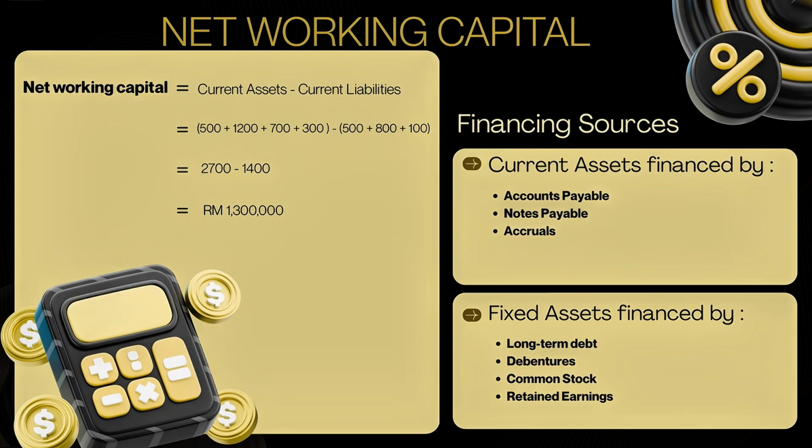Financing sources are divided into two, which are current assets and fixed assets. Current assets are financed by account payables, notes payables, and accruals. Fixed assets are financed by long-term debt, debentures, common stock, and retained earnings.